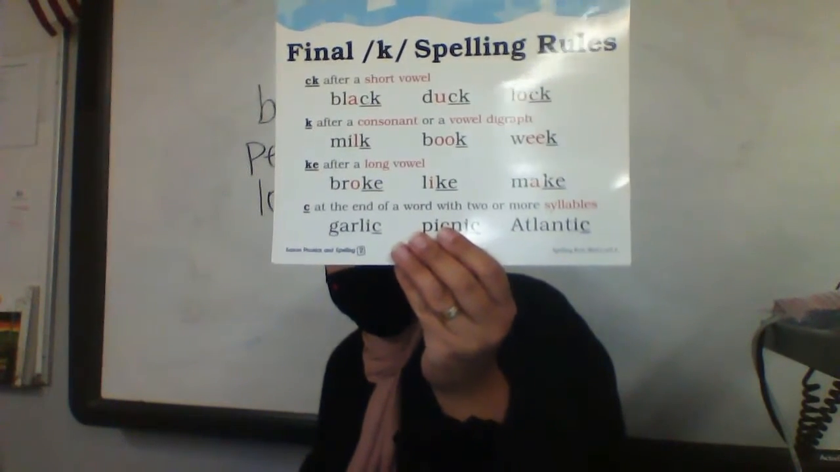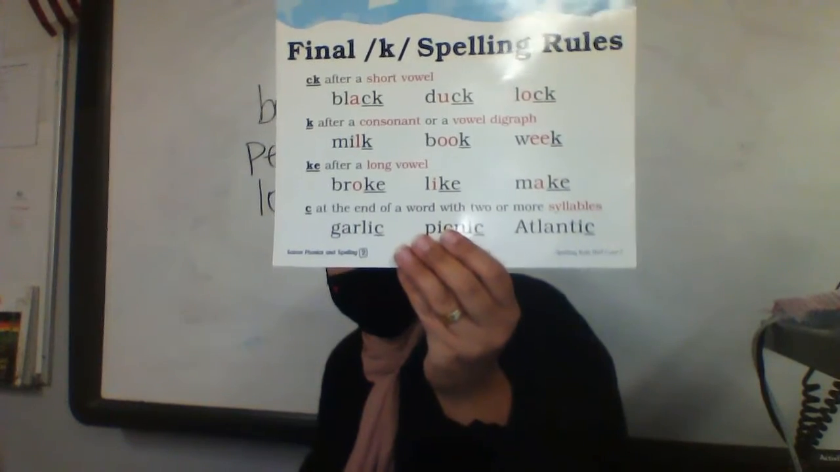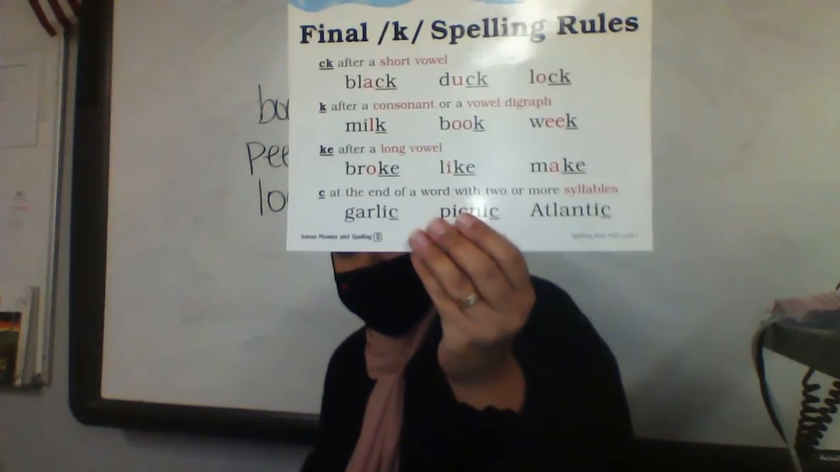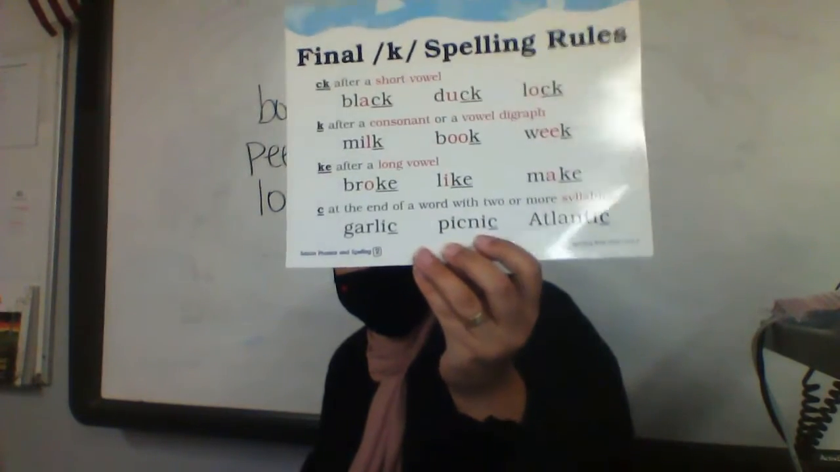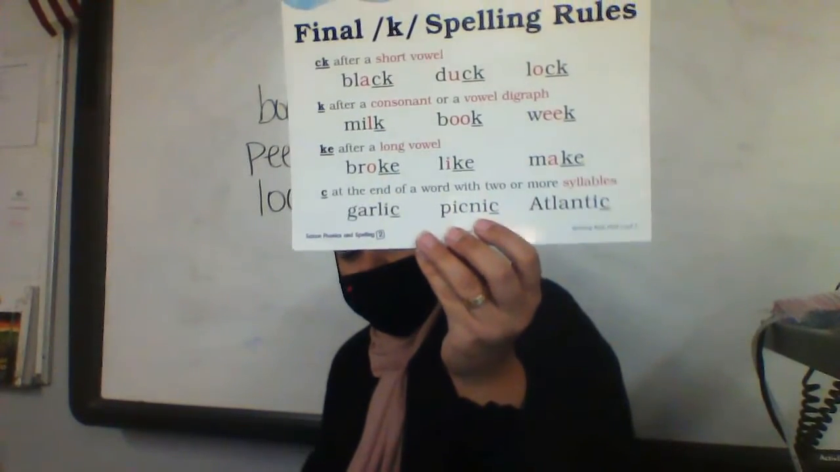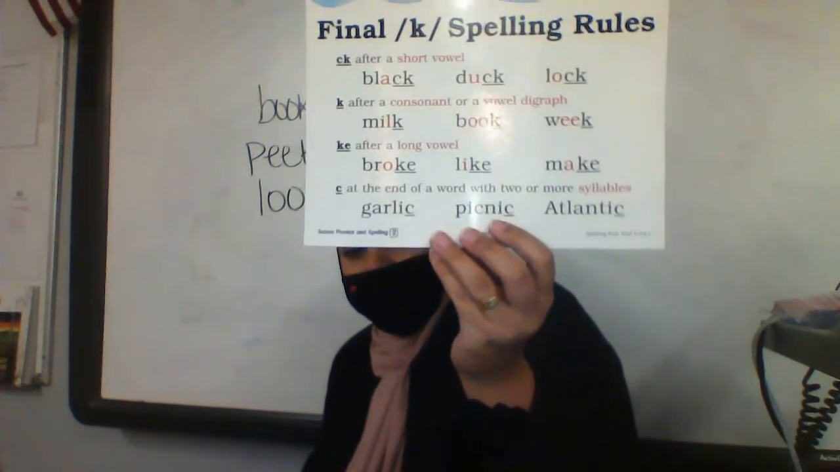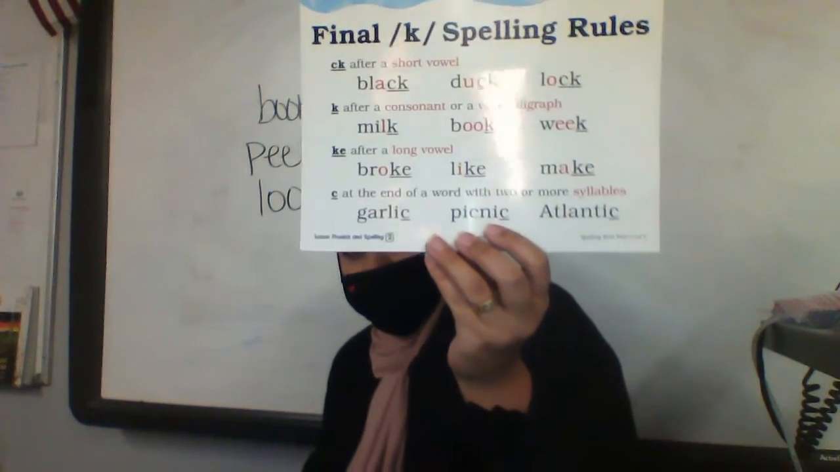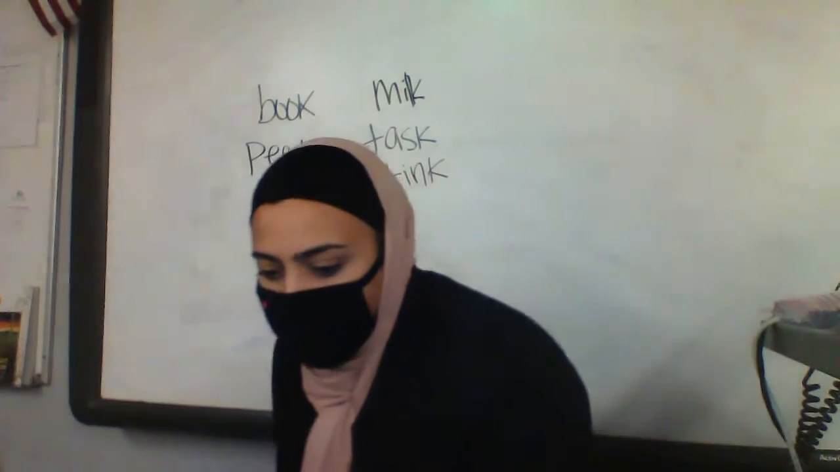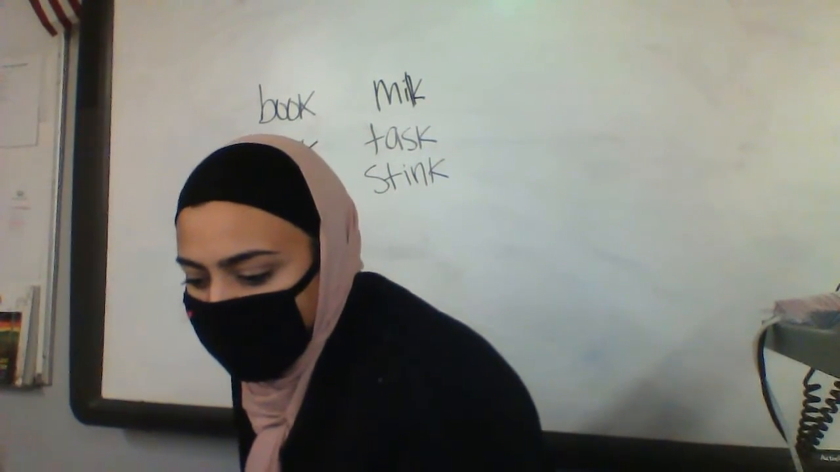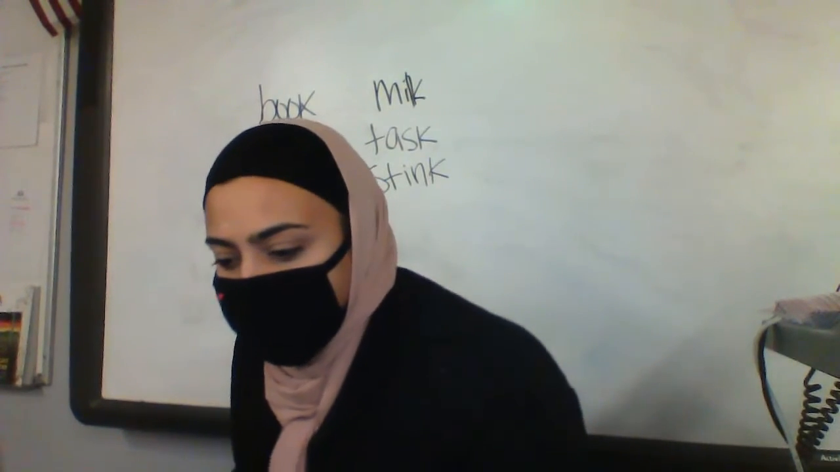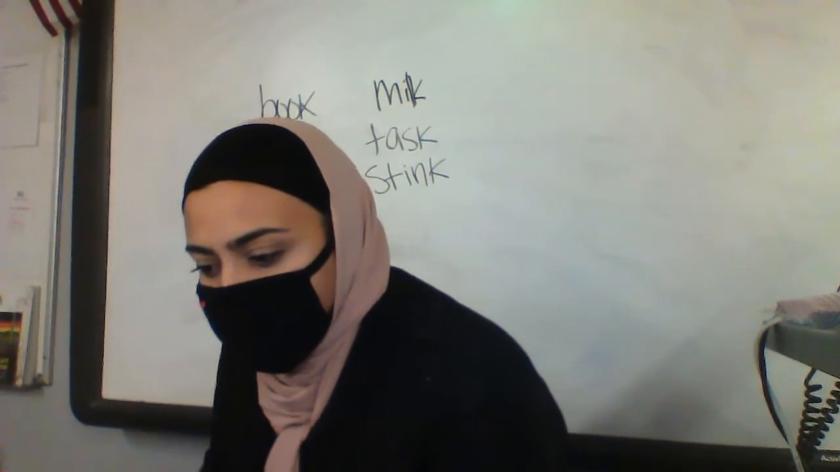KE after a long vowel, like broke, make. C at the end of a word with two or more syllables: garlic, picnic, Atlantic. In that case, it ends with a C. Very good. Okay, I'm going to put this on the wall.